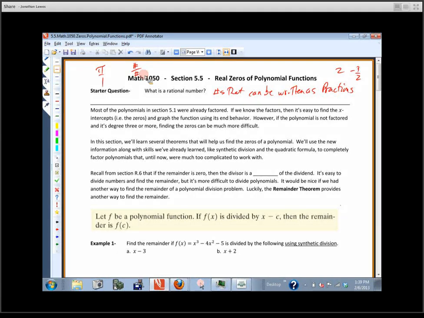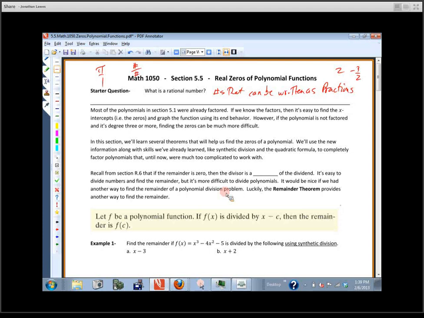Okay. All right, so most of the polynomials that we dealt with in 5.1, they were already factored. So there's something really nice when they're already factored. You can look at it, you can tell what the zeros are. We just need to multiply them together to figure out what the leading term is, so we can tell the degree, so we can tell the end behavior. So if it's already factored, then the x-intercepts are really easy to find, and the end behavior is relatively easy to find as well.